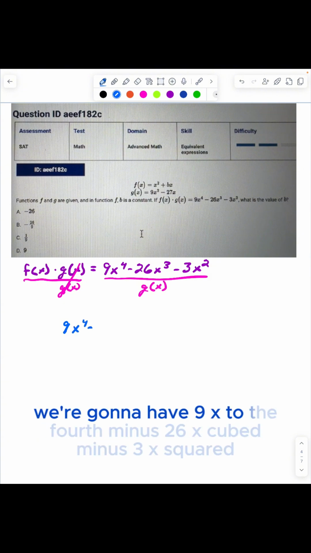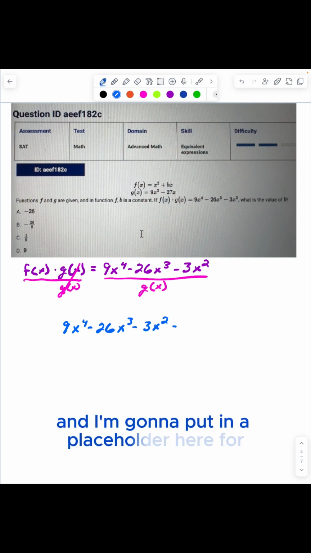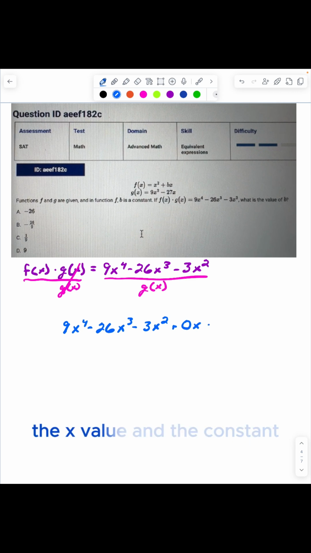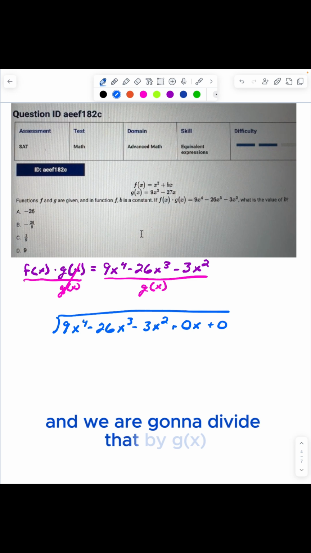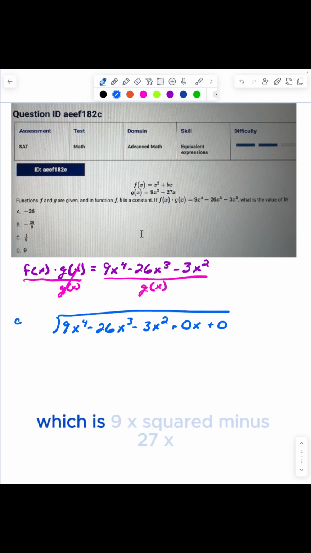We're going to have 9x to the fourth minus 26x cubed minus 3x squared, and I'm going to put in a placeholder here for the x value and the constant. And we are going to divide that by g of x, which is 9x squared minus 27x.